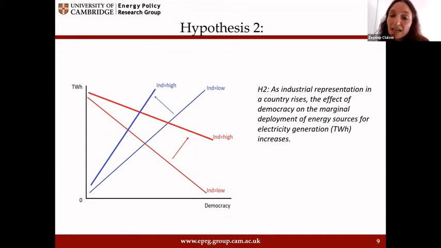So we expect that if there is a positive relationship between democracy and energy deployment, as shown by the blue, then in the presence of a strong industrial lobby, we'd expect the relationship to be even stronger or steeper. In the opposite scenario, if there's a negative democracy relationship, we expect a strong industrial presence would make that negative relationship less negative, or counteract it. So we suggest our second hypothesis: as industrial representation in a country increases, the effect of democracy on marginal deployment of energy sources also increases.